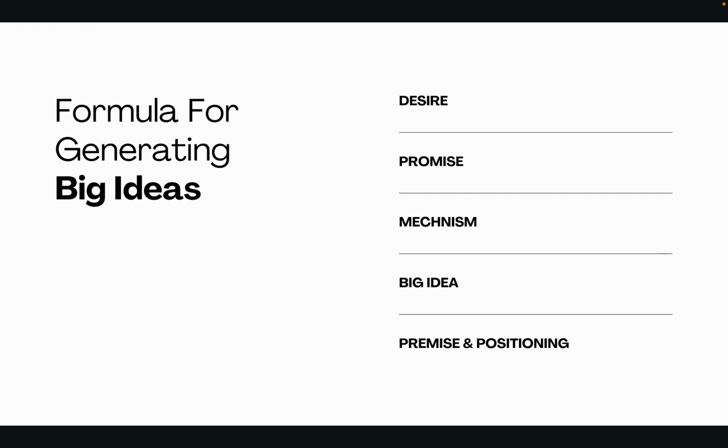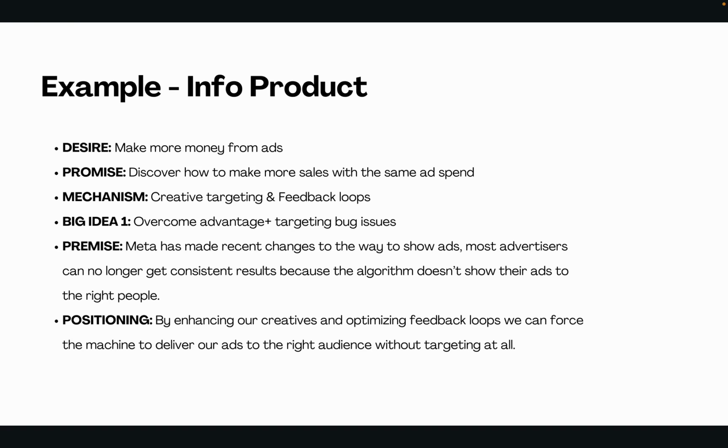So we begin with the desire, and we move to the promise, and then we find out the mechanism, the big idea, and then the premise and positioning. So these are 6 things that we need to consider when generating our big idea. Okay. So let's begin with a very nice example.